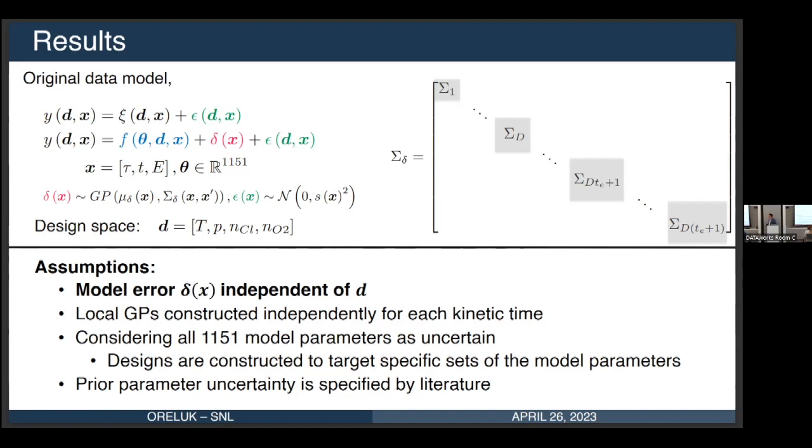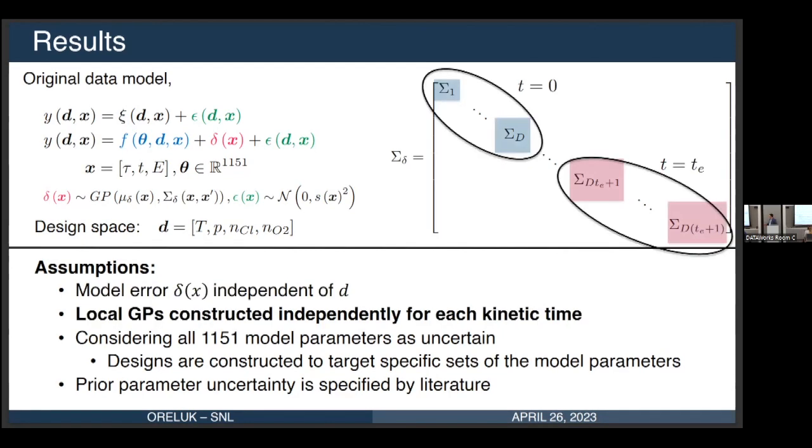We're also assuming that the model error is independent of design, and we're making a severe assumption here. It's mainly for tractability, and we're currently loosening this assumption so that we have some sort of structure in the covariance of this model error.